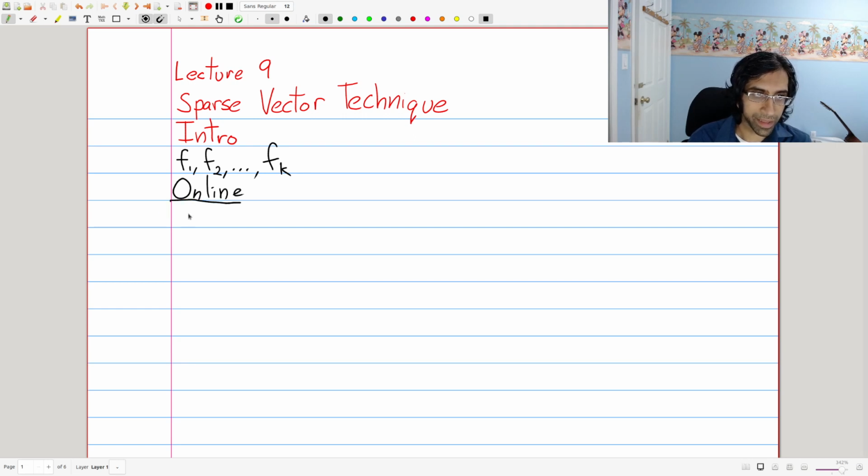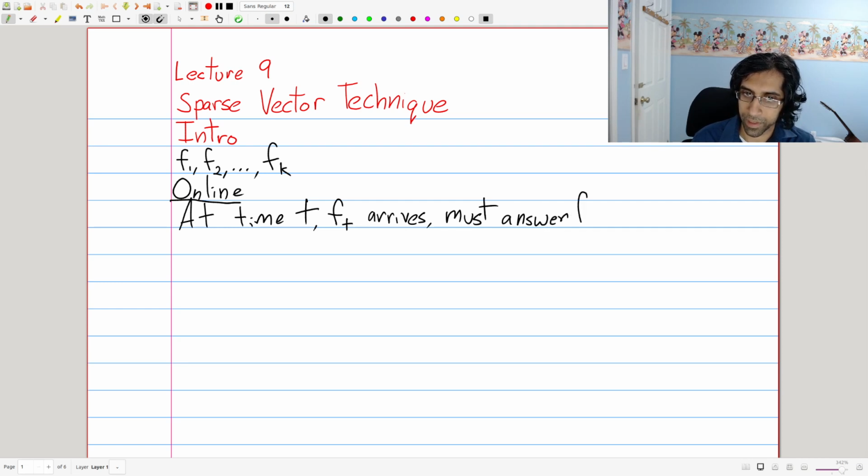What do I mean by online? That means we have a set of time steps, and during each time step, a single function comes to us, and we have to answer that function and then move on to the next one. So imagine at time t, a certain query function ft arrives, and you have to answer what the value of this on the data set is, privately. We need an answer to ft of D privately.